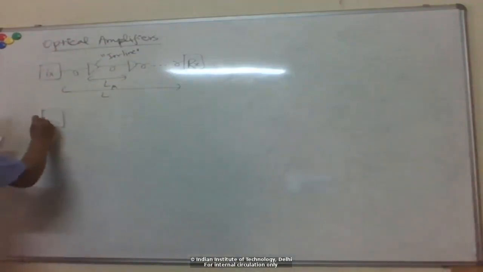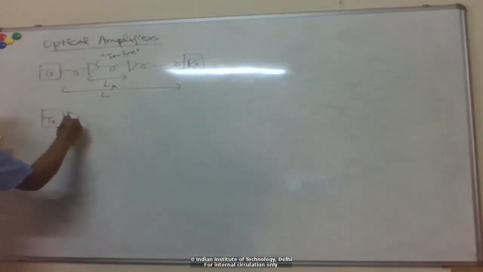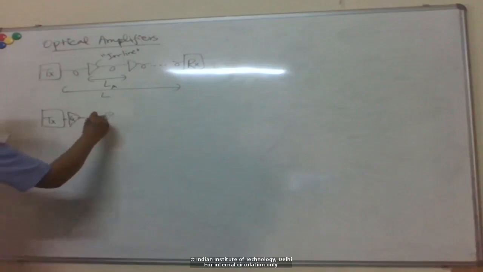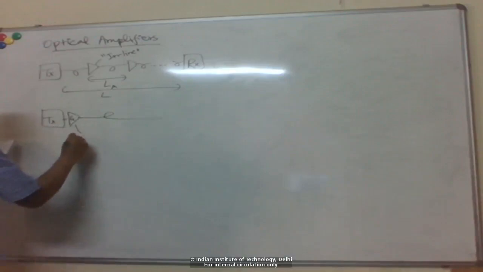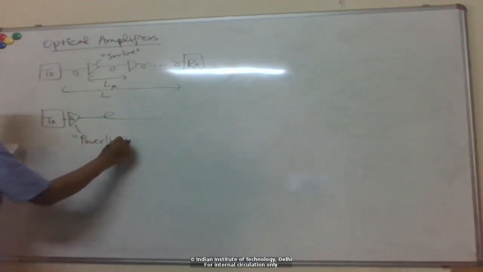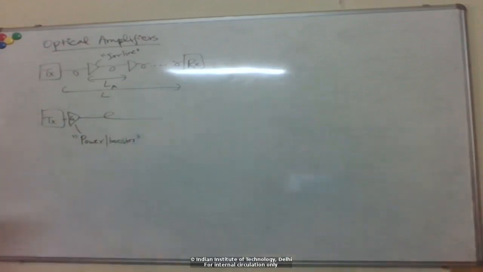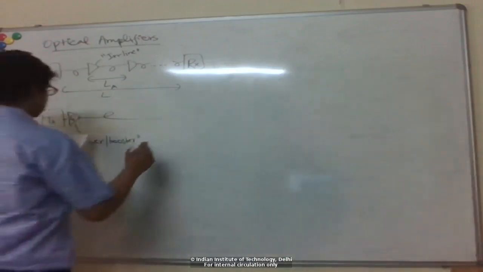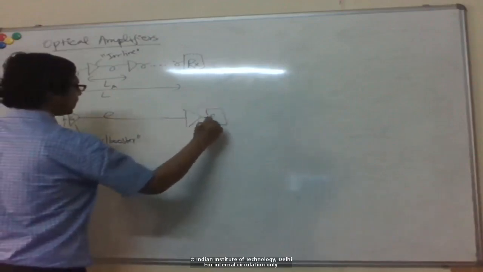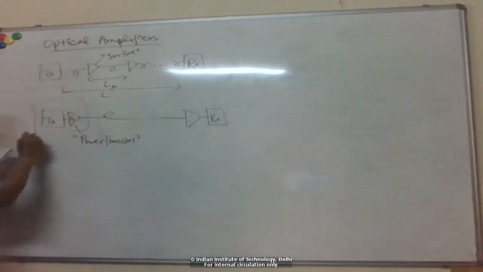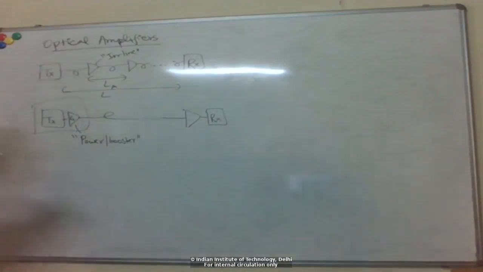Then you could have an amplifier right at the transmitter, okay, to boost the transmitted power. This is known as a power amplifier or a booster amplifier. This power booster amplifier will be integrated with your transmitter.